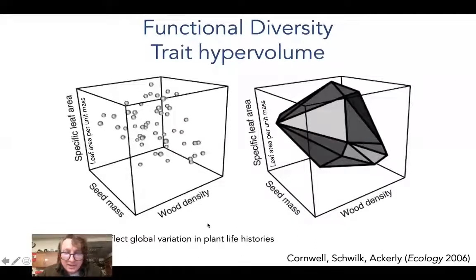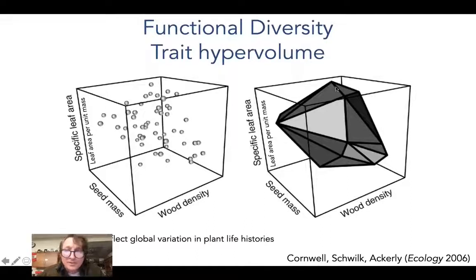Here I can describe a functional trait hypervolume by plotting data points. Each data point is a different species, and each species is characterized by, in this case, three different traits. These traits are the density of wood, the mass of the seed, how big the seed is, and a measurement on leaves, the specific leaf area, which is the leaf area per unit mass. Here are all the different species found within the community, and if you notice, all of those species are occupying this trait volume.